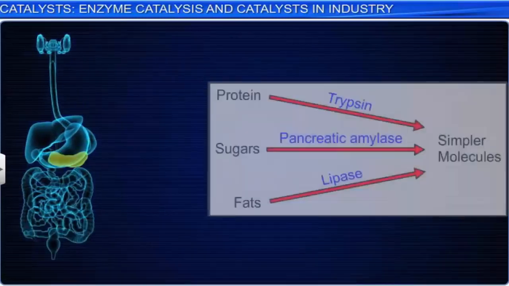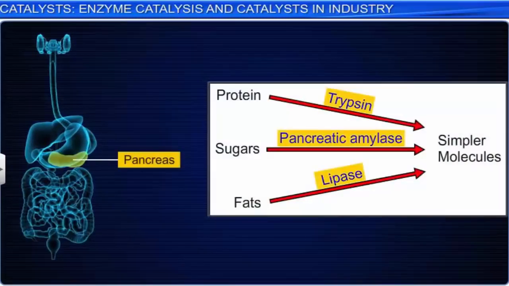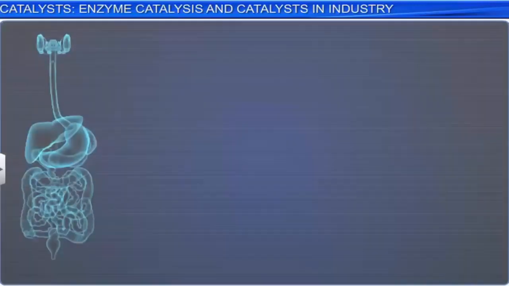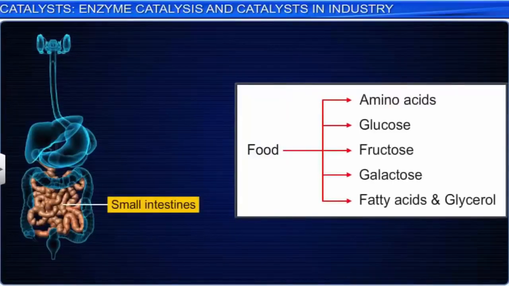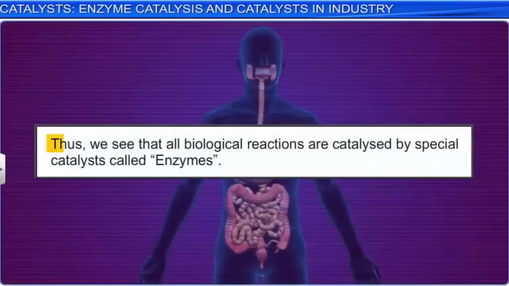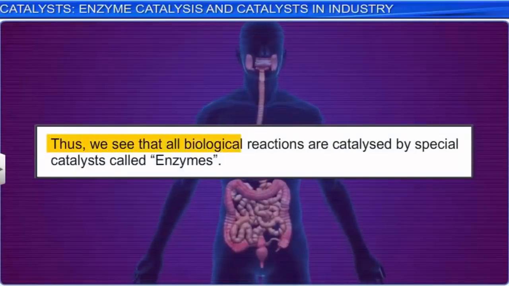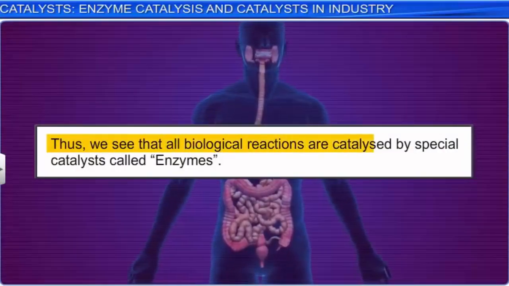Further, pancreatic juices contain various enzymes that continue to break down proteins, sugars, and fats. By the time food moves into the small intestine, it has been broken down into tiny nutrients that the body can absorb and use for energy, repair, and growth. Thus, we see that all biological reactions are catalyzed by special catalysts called enzymes.